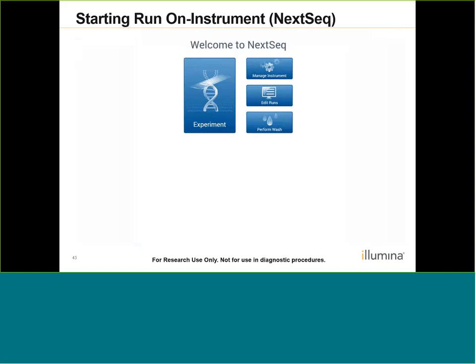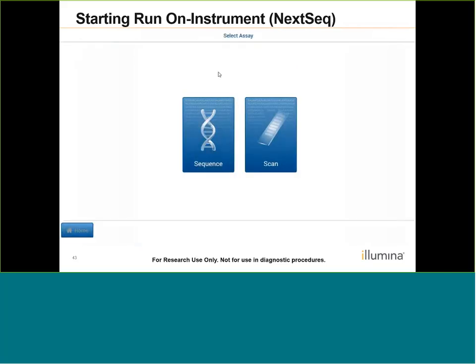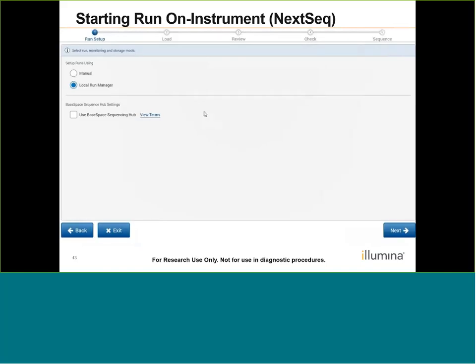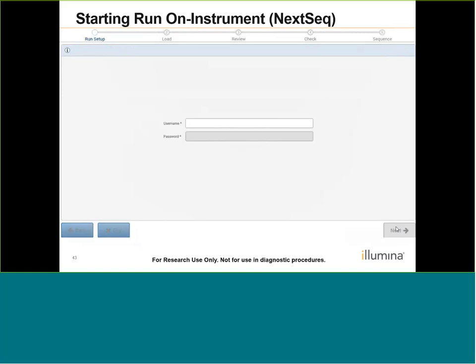Finally, our third instrument that has Local Run Manager available on instrument is the NextSeq. Let's take a look at what this is on the NextSeq. Here we're going to select experiment. We're going to be sequencing. The NextSeq also has the BaseSpace Array option. You can switch between manual and Local Run Manager mode here, or enter in your BaseSpace credentials here. Again, in this example, we're not using BaseSpace.